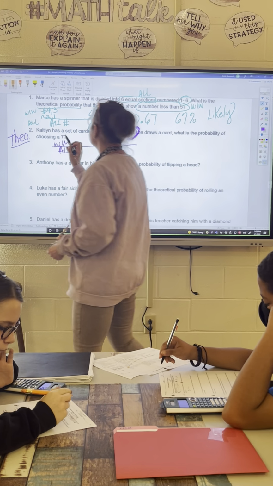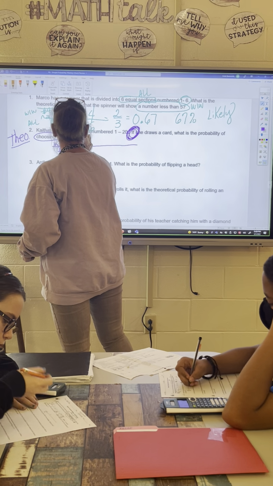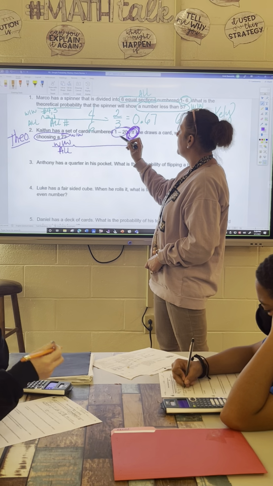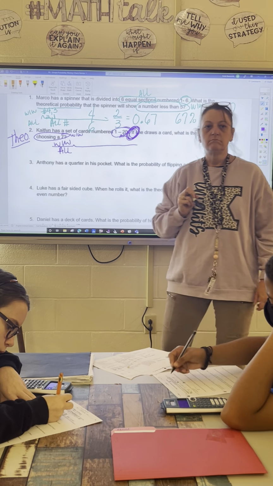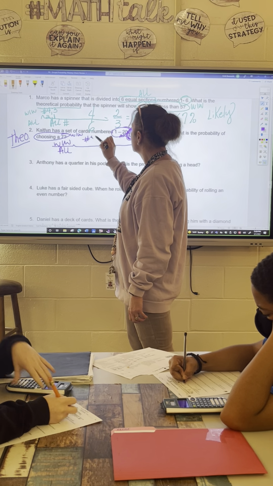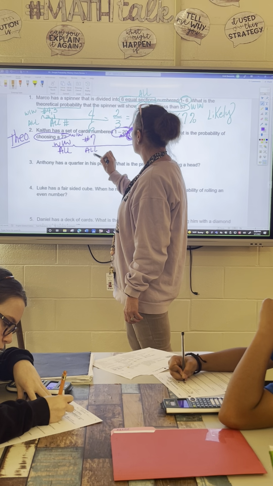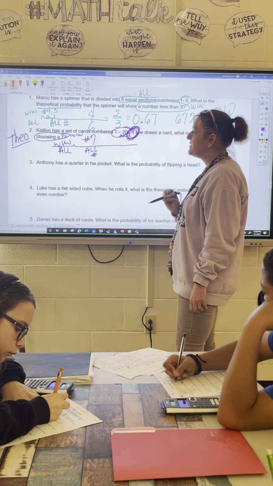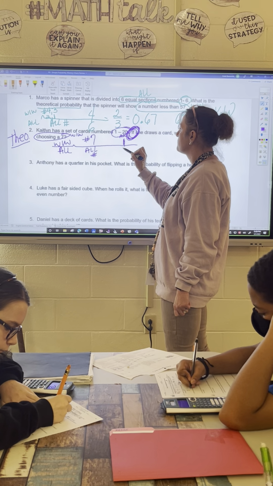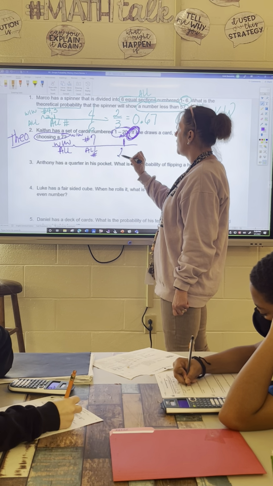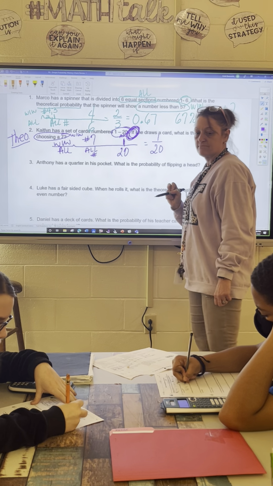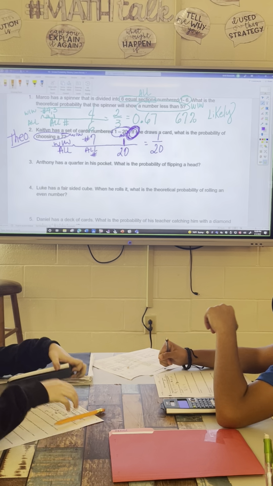The probability of choosing a 7. That's your what I want right there. She has the set of cards numbered 1 to 20. There's your all I've got right there. What do I want? I want the number 7 out of all cards. How many 7s are there? 1 out of how many? There are 20 cards numbered 1 to 20. So it's 1 over 20. 1 out of 20.